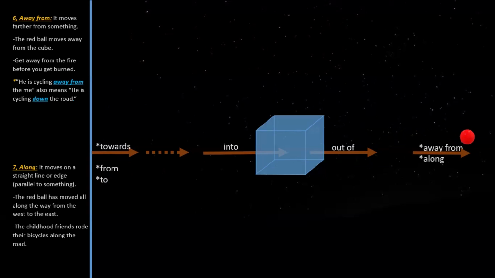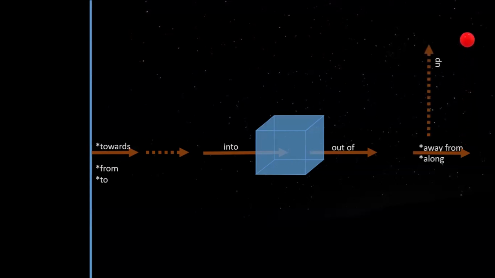Along is another preposition of movement that we can use in here, but this one refers to a straight line or edge, I mean parallel to something. As an example in here, we can say the red ball has moved all along the way from the west to the east.